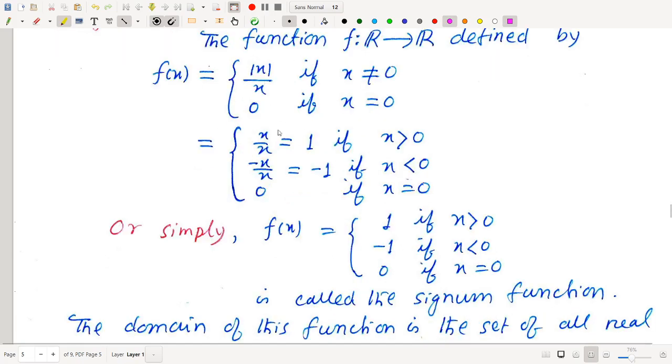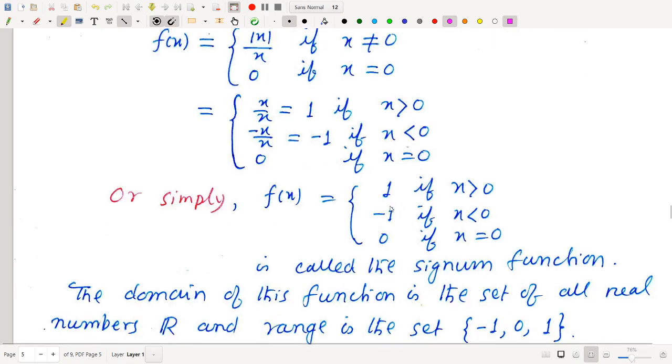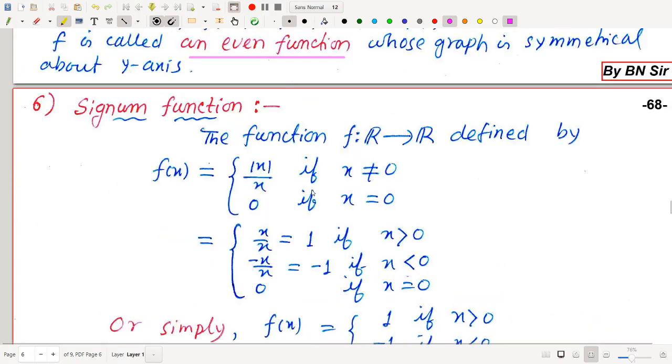Now what is mod x? Mod x is x if x is positive, so mod x by x becomes x by x, which is 1. Now if x is negative, mod x will become minus x, so minus x by x becomes minus 1 if x is less than 0. If x is 0, it is already given as 0. So you can simply say f(x) is 1 if x greater than 0, minus 1 if x less than 0, and 0 if x equals 0. This may be taken as the definition of the signum function.